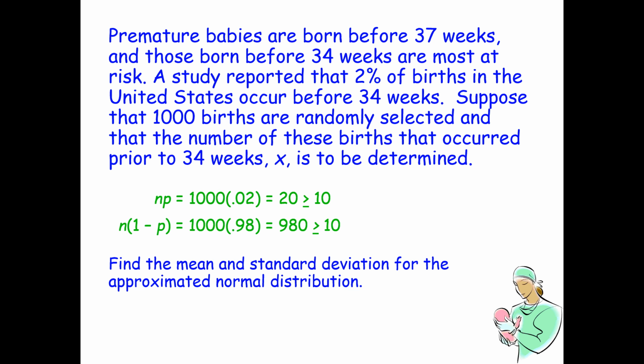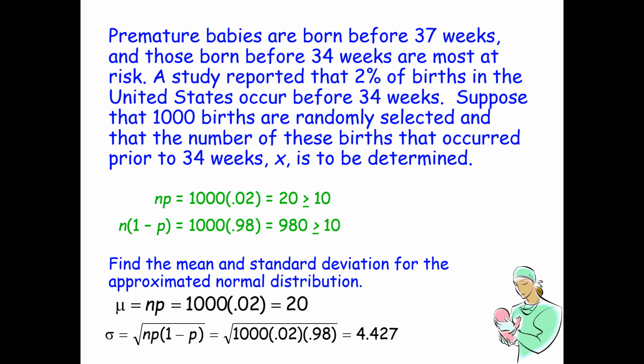So we want to find now the mean and the standard deviation for the approximated normal distribution. Our mean, remember, is n times p. So 1,000 times 0.02 equals 20. And our standard deviation is the square root of n times p times the quantity 1 minus p, which gives us the square root of 1,000 times 0.02 times 0.98, which comes out to 4.427. And we're going to use these numbers to answer our next question.